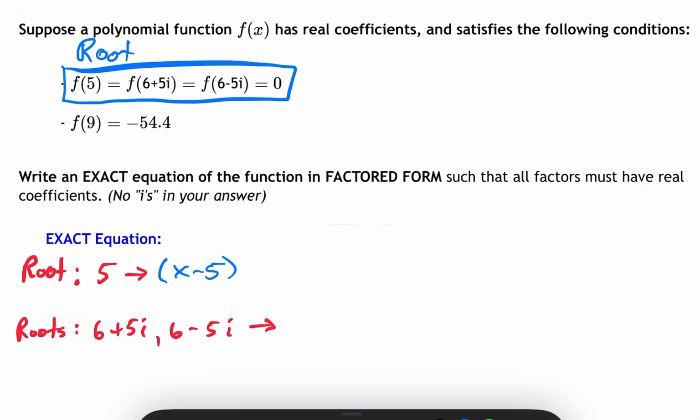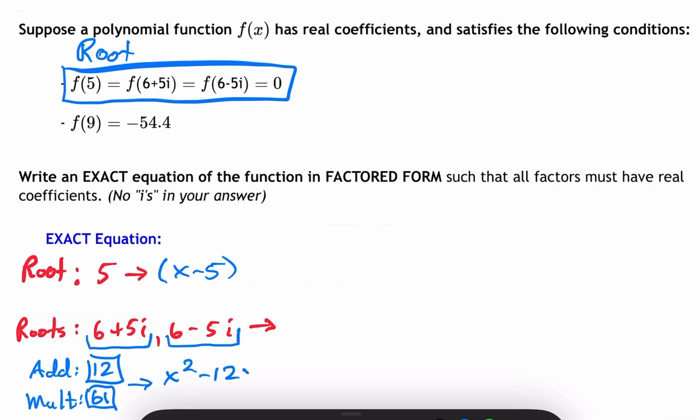If you have two roots, both 6 plus 5i and 6 minus 5i, we've learned to add those together first, and if you add them together you get 12. And if you multiply them together, you get the answer of 61. And as you put this whole equation together for the standard form of those two roots, it turns into x squared minus 12x. Notice I did the opposite of the sum there, and then plus the product of 61. This is the quadratic that makes those two roots come out as 6 plus 5i, 6 minus 5i.